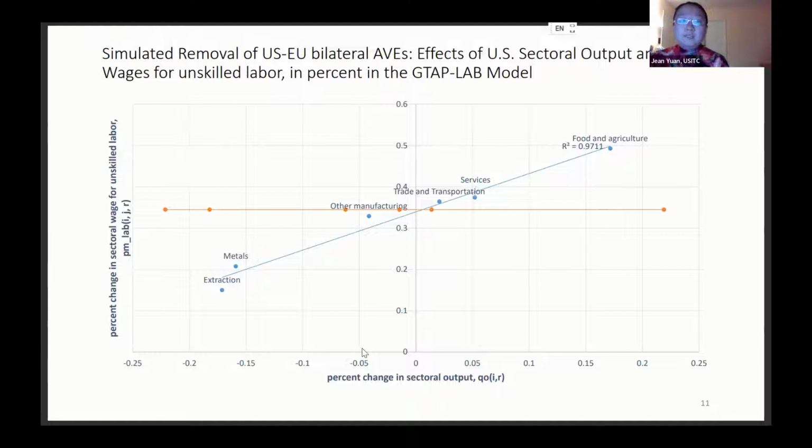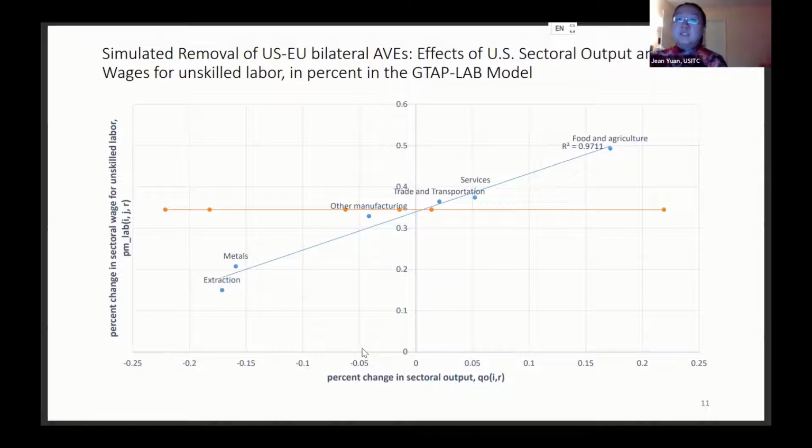And as you can see here, the bigger the decline in the sectoral output, the smaller the increase in sectoral wages, and the smallest wage increase is in the extraction industry. This positive correlation has a pretty high R-square, like 0.97.